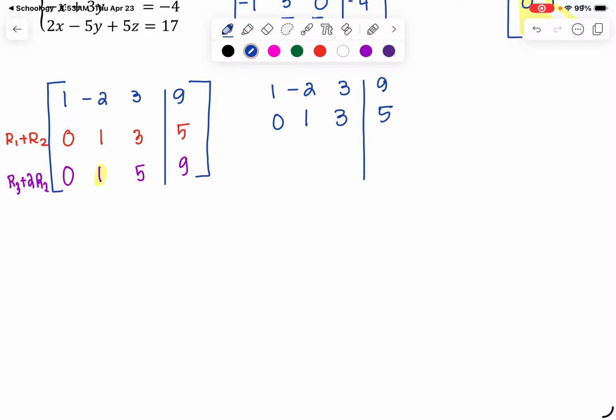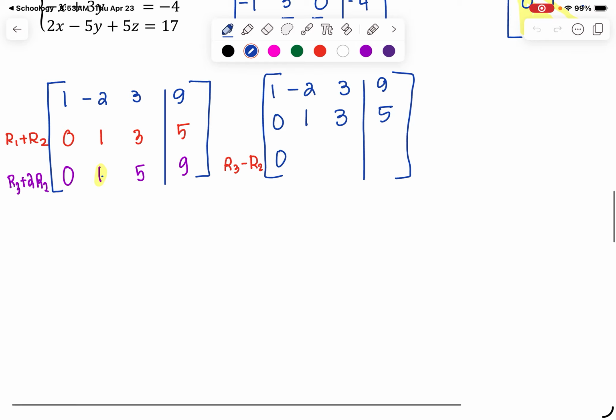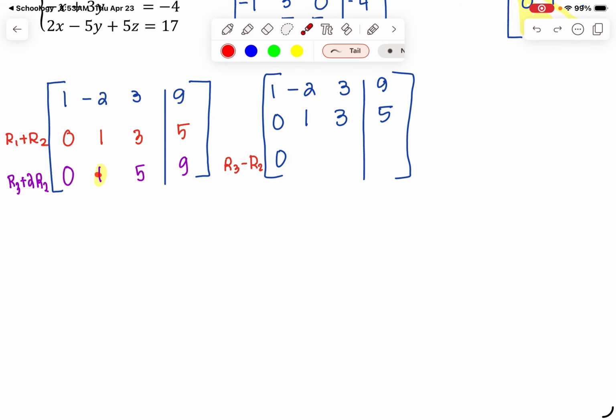And now I'm going to state what my plan is here. All right, so I said it already. I'm going to take row 3, and I'm going to subtract row 2. All right, row 3 minus row 2. So 0 minus 0 is 0. Better be. 1 minus 1, I should go like this to see it. 1 minus 1 is 0. Good. 5 minus 3 is 2. 9 minus 5 is 4.